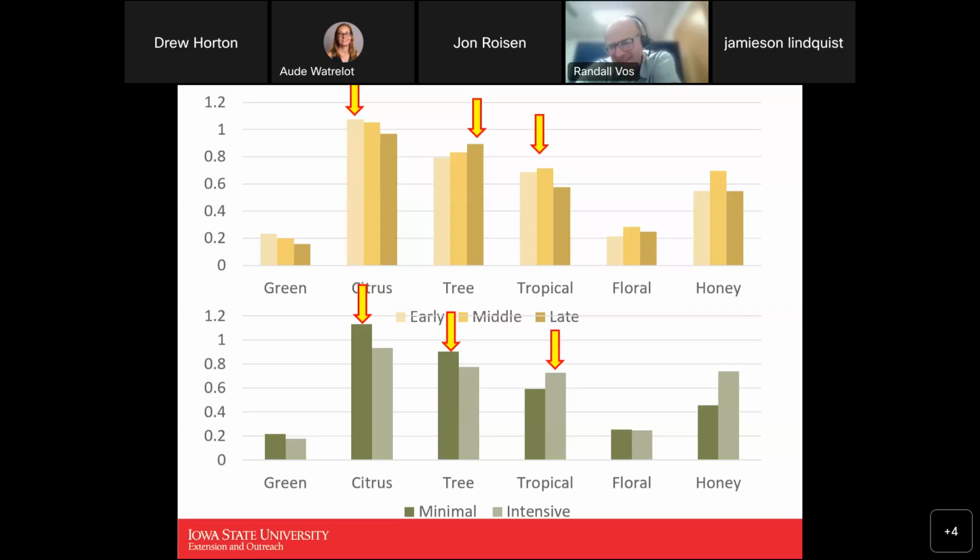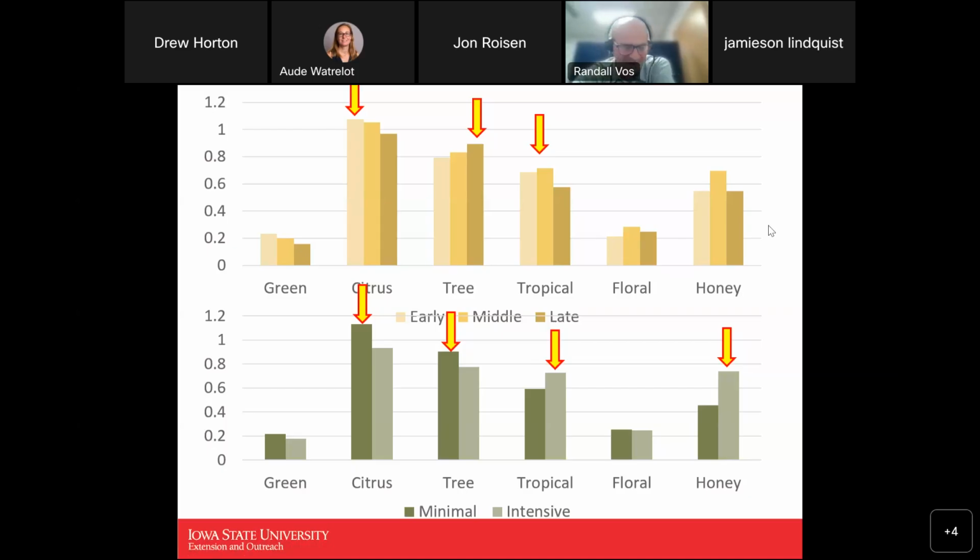Tropical, we didn't see a lot of a clear trend in terms of timing of harvest, but it did seem like more canopy management increased that. And like I mentioned, the honey is the one that appears to have the clearest trend, that we almost had double the rating of honey for the intensive canopy management vines than the minimal. And in terms of the timing of harvest, it's kind of like a bell curve there.